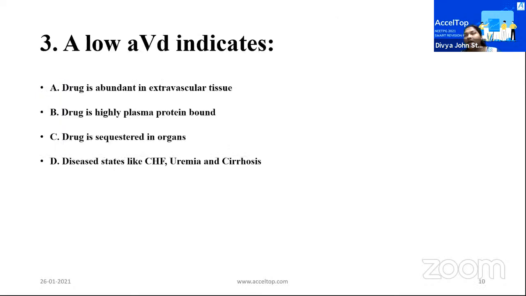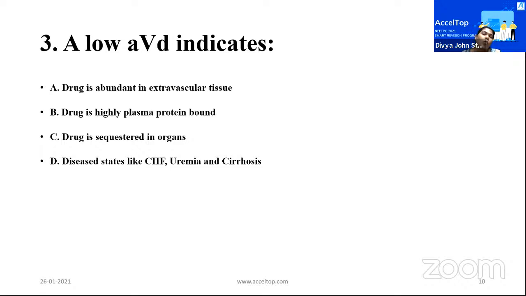Third question, on one of the pharmacokinetic parameters, is your volume of distribution. So a low volume of distribution, AVD, which is nothing but apparent volume of distribution, indicates which of the following? Does a low volume of distribution mean the drug is abundant in the extravascular tissue? Or does it mean the drug is highly plasma protein bound? Or is the drug sequestered in organs? Or is the person in a disease state like congestive heart failure, uremia, or cirrhosis?